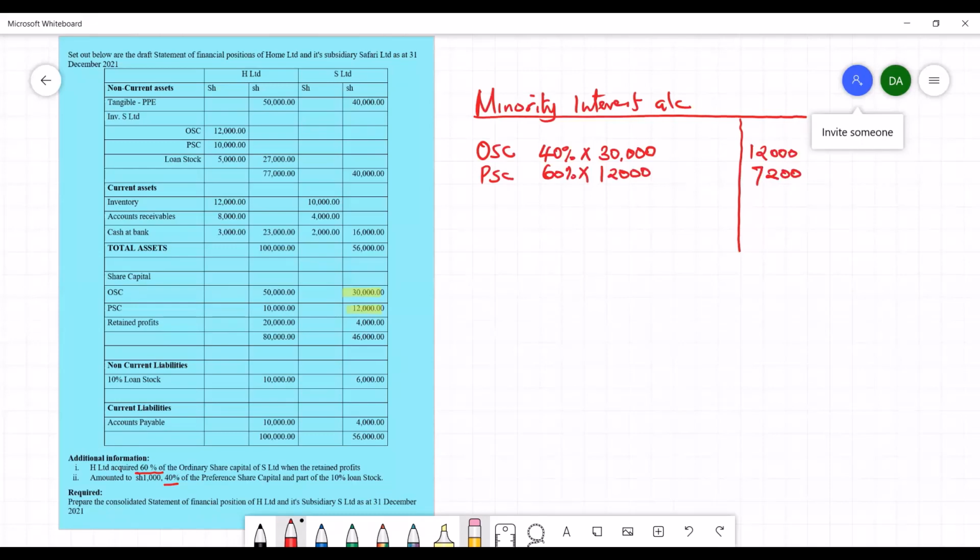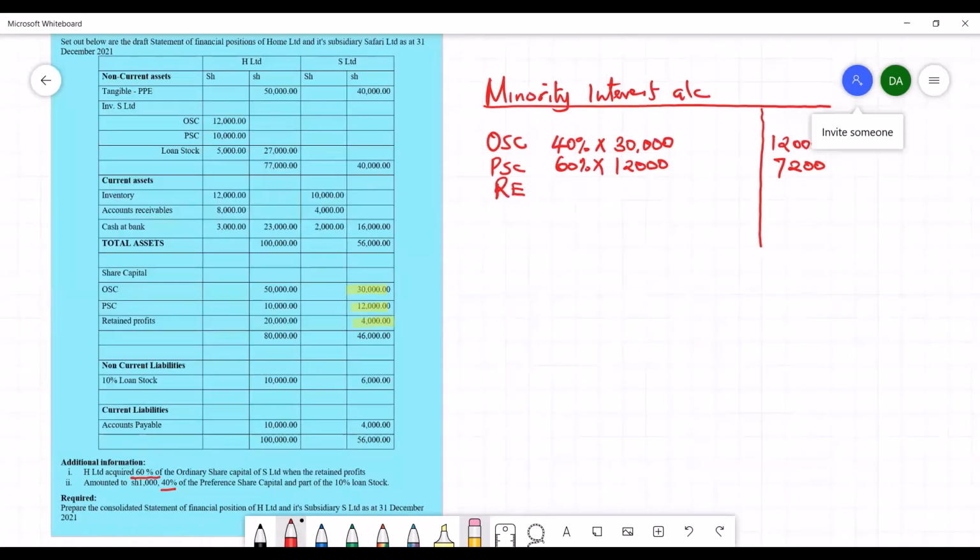Next is the retained profit. Remember, I explained that wherever there is ordinary share capital, it goes together with the retained profit because retained profit belongs to the ordinary shareholders. Therefore, we're going to take retained profits of the minority, which equal to 40% of the retained profit of the subsidiary. We simply take the retained profit of the subsidiary the way it is. Whether it is post-acquisition or pre-acquisition, all of them belong to the minority interest. Therefore, just multiply 40% by the retained profit of subsidiary, which is equal to 4,000. That will be equal to 1,600.